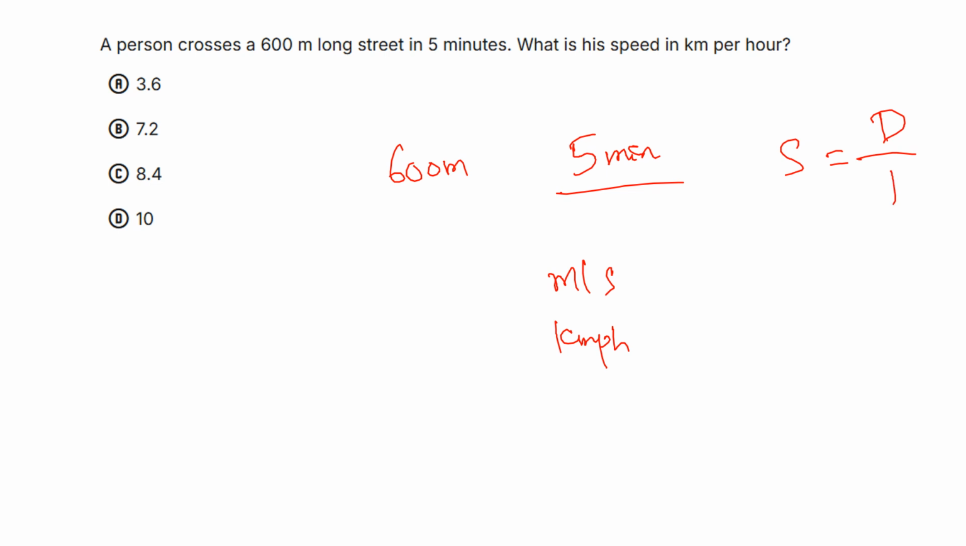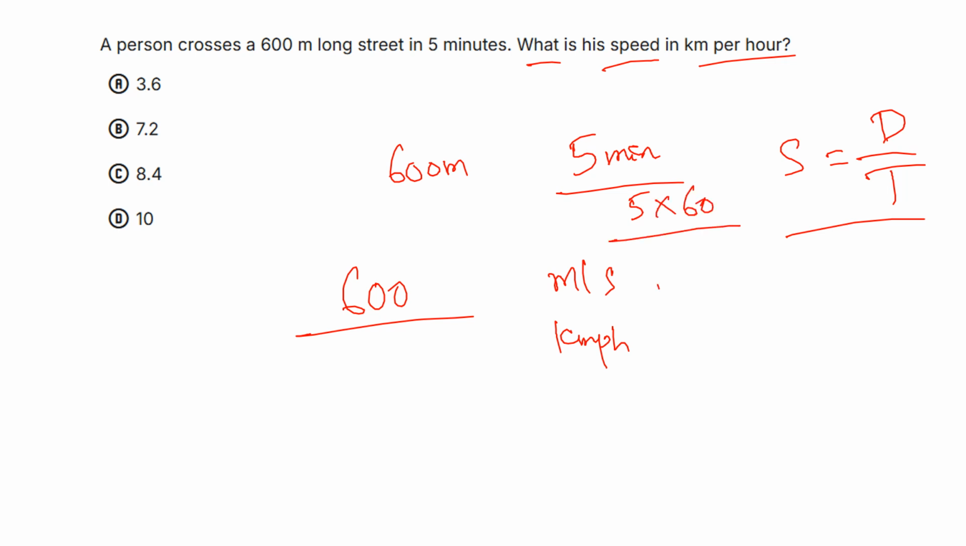They are asking for speed. This is the formula. What is his speed in kilometer per hour? They are asking for kilometer per hour. First of all, speed is equal to distance by time. What is the distance here? 600 by time. What is the time? 5 minutes. Just convert 5 minutes to seconds: 5 into 60, right? 1 minute is equal to 60 seconds, so 5 minutes is 5 into 60, 300 seconds. Speed is equal to distance by time, so 600 by 300, which is 2 meters per second. But what they are asking is kilometer per hour. How do we convert to kilometer per hour?